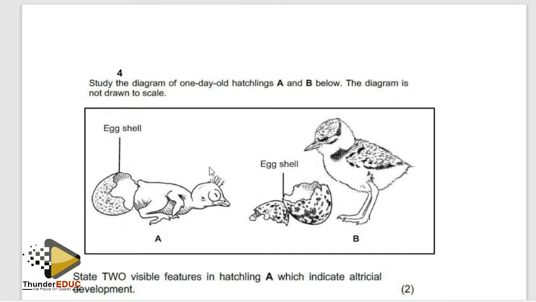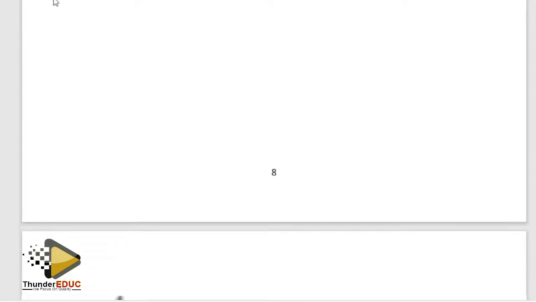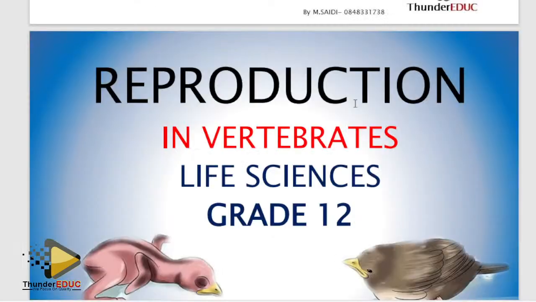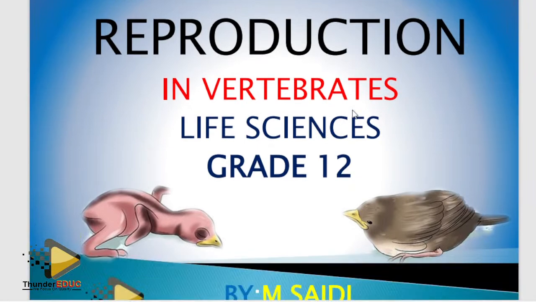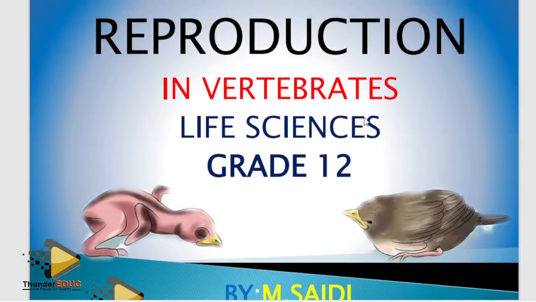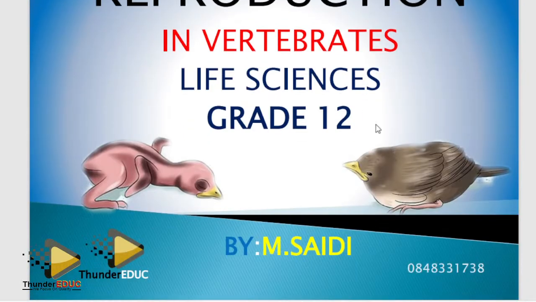All right, guys, don't forget that in this paper you're gonna write, you have the first topic as reproduction in vertebrates. If you look at our distinction material, this is the topic I'm talking about. So what are you supposed to look at here? Remember, this is a topic which has very few marks, and these marks are supposed to be all of them.